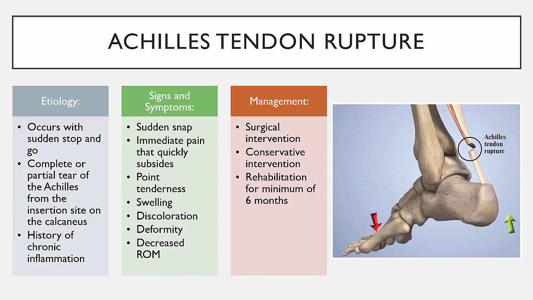In general, most patients will have a history of chronic inflammation such as tendonitis or tenosynovitis of the Achilles tendon prior to the rupture. Hallmark signs and symptoms include a patient hearing or feeling a sudden snap.